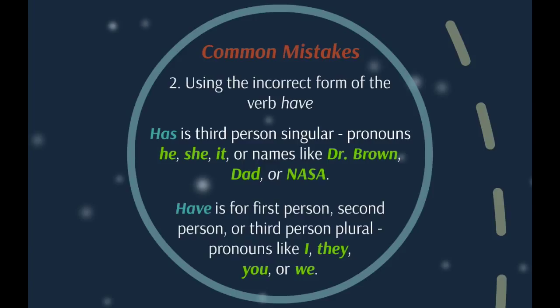Another common mistake is using the incorrect form of the verb have. Has is third person singular. We use it with pronouns like he, she, or a name like Dr. Brown, Dad, or NASA. Have is for first person, second person, or third person plural. Use it with pronouns like I, they, you, or we.